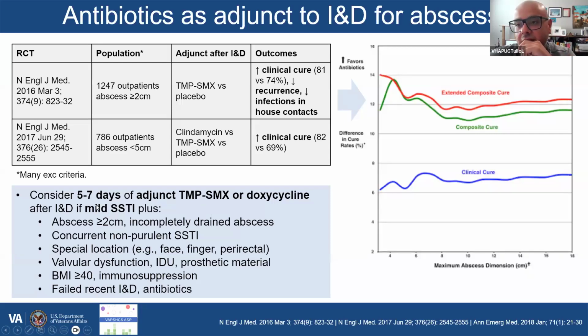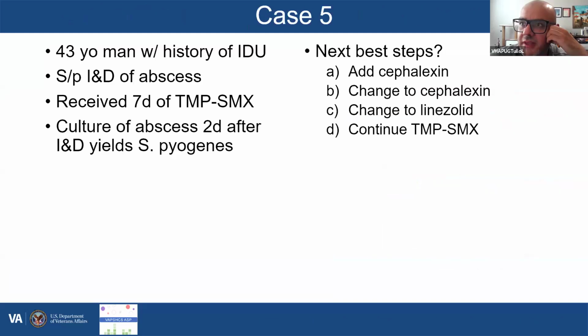So my approach now is to consider 5 to 7 days of an adjunct Bactrim or Doxy after I&D in patients with mild cellulitis. If they have an abscess that's more than 2 centimeters, it's incompletely drained, they have concurrent SSTI. So basically, everyone gets a little bit of inflammation right on the abscess and right around it. But if they have inflammation spreading beyond that, if it's in a specific location, like the face, the finger, perirectal area, if they have any risk factor for complications of a bacteremia, if they're very obese, and that has to do with the dosing of the medication, or if they're immunosuppressed, or if they have failed therapy before. So that's a little tidbit on that.